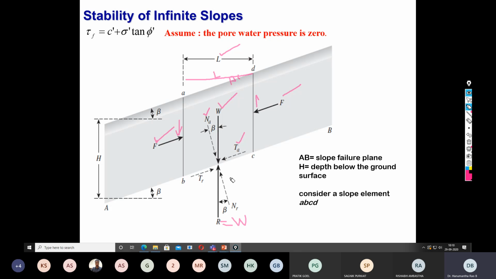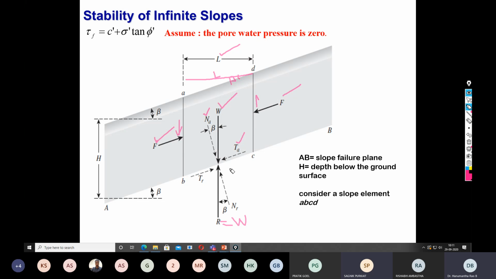Okay, now here how do you define the factor of safety based on this small diagram? Which component should be higher than which component so that there is no slope failure? So TR should be greater than TA. TR can be designated as shear strength, and TA the shear stress.